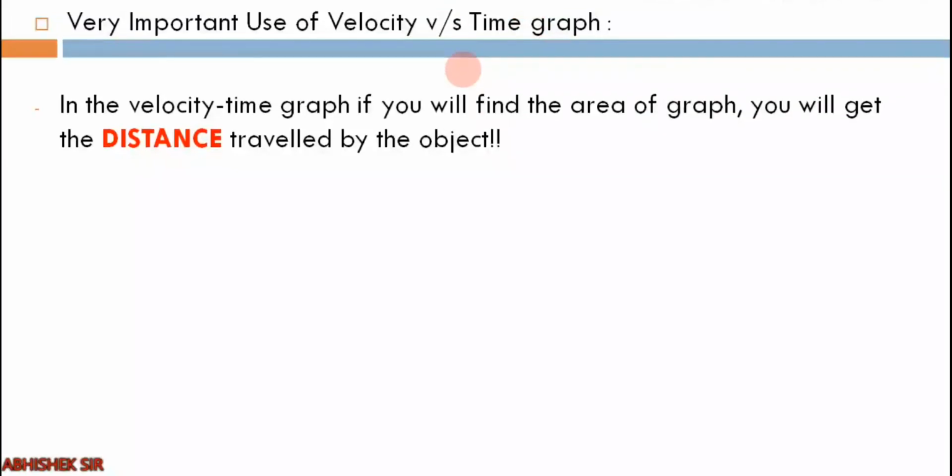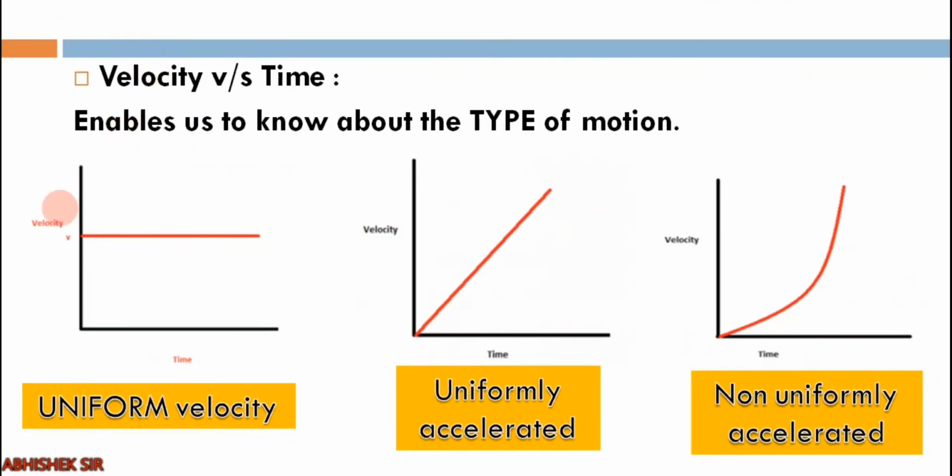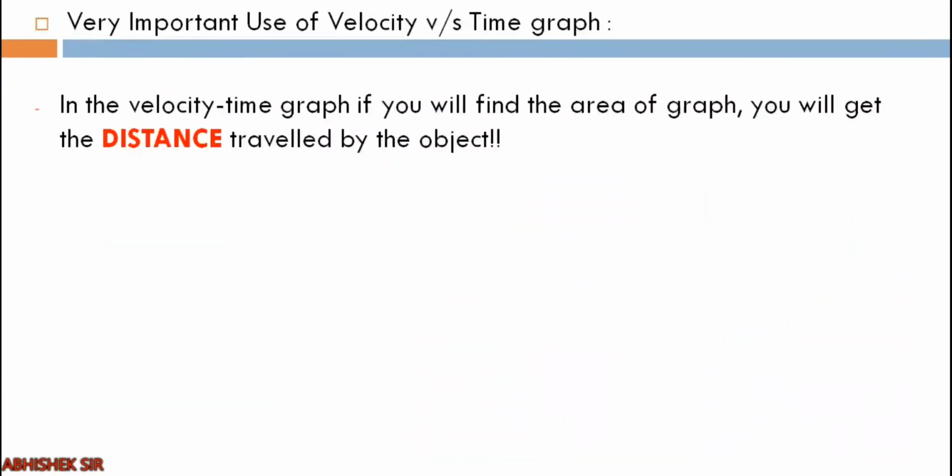Moving on, a very important use of the velocity versus time graph. Fix this in mind that in these graphs only two pieces of information were there: one about velocity in meter per second, one about time in second. So there was no inclusion of how much distance the object is traveling. If I show you these three graphs and ask you to find out the distance traveled, you will question me how we can find distance, because only velocity and time is given. But there is a secret.